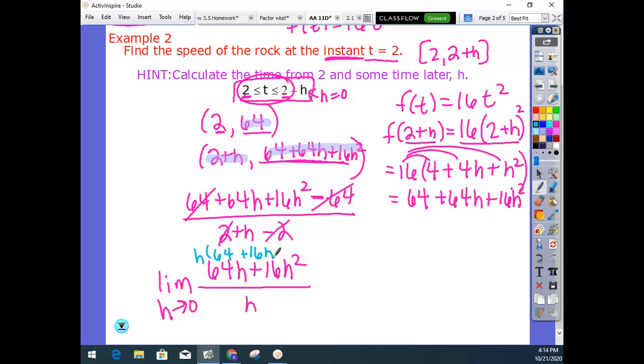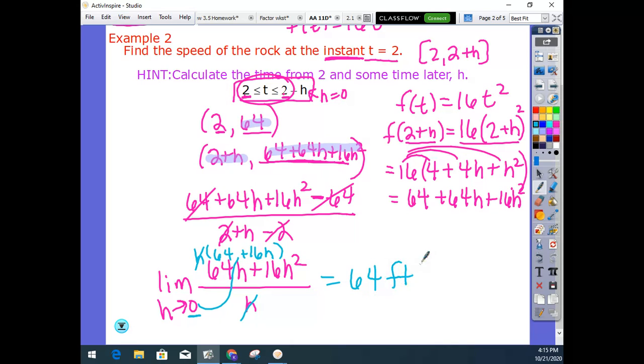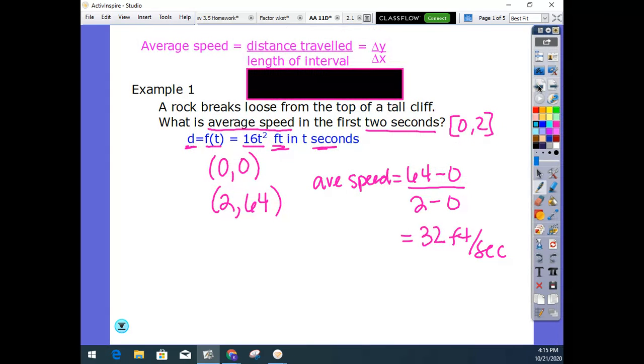So you factor out the h. This h cancels. Now I can plug 0 into what's left over, and I get 64. So my instantaneous speed is 64 feet per second at the exact value t is 2. Here, this was calculating the average speed. It was gaining speed, and in between 0 and 2, it traveled at a speed of 32 feet per second.